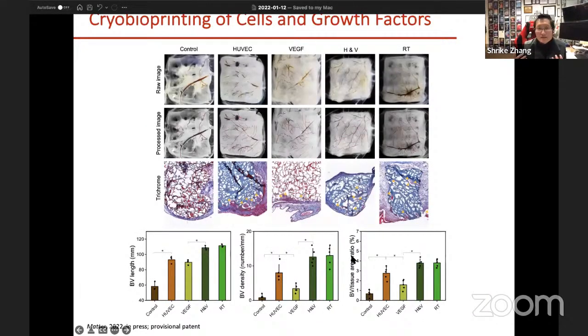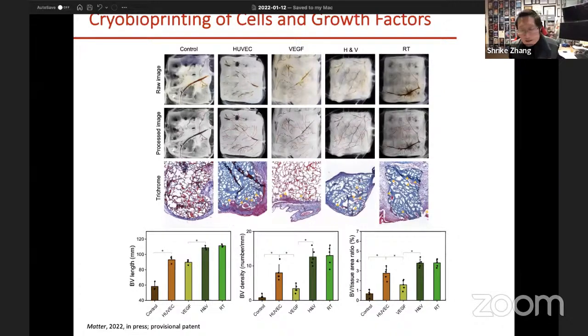And not only can you create structures that have cells in there, but you can also start to incorporate growth factors, right? So if you have a combination of endothelial cells, for example, and VEGF cryo bioprinted together and stored, and after you revive them and put them into an ex ovo CAM assay, you can see that with the combination, you have much better induction of vascularization than individual components, indicating that the cryo printed growth factors also retain their functionality after all these processes.